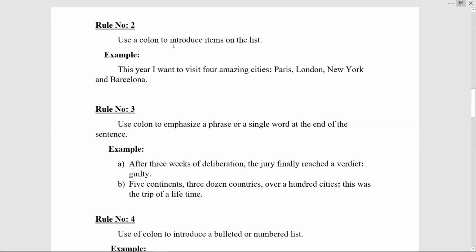Second rule: use a colon to introduce items on a list. For example, this year I want to visit four amazing cities: Paris, London, New York, and Barcelona. Before giving the list of the amazing cities which the writer wants to visit, he has put the colon. So always remember, whenever you are going to list some items in your sentence, or whenever you are going to quote any dialogue or quotation, you have to use a colon in your writing.